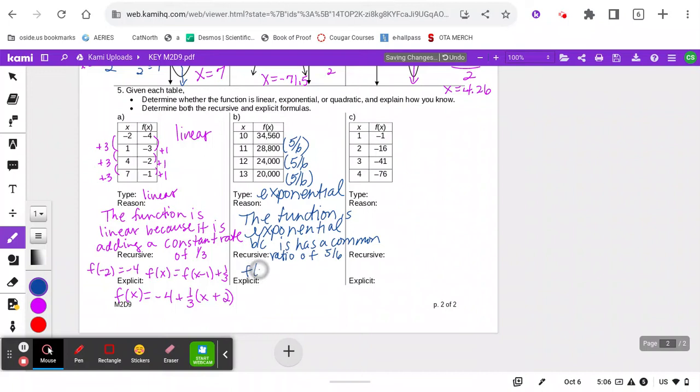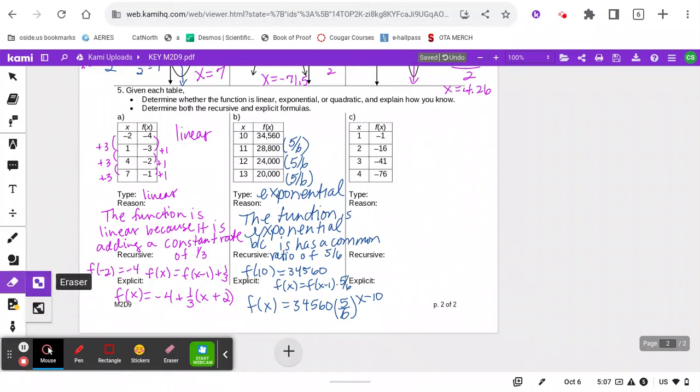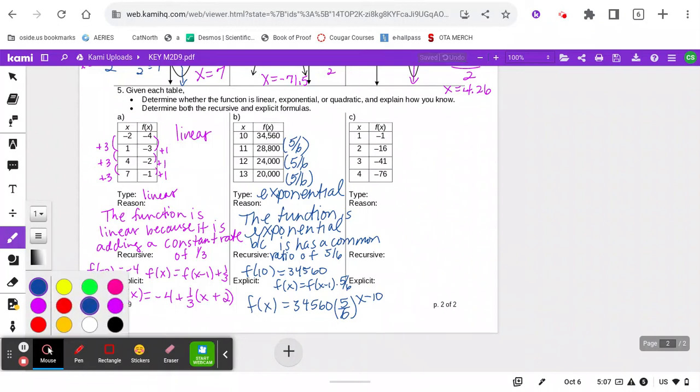Okay, recursive. F of 10 equals 34,560. F of x equals f of x minus 1 times 5/6. Explicit, f of x begins at 34,560 times 5/6 to the, I don't know, we'll talk tomorrow about what you did there. And then x minus 10 is my power. Did you remember to use this number right here? Why is it little x minus 10? Because this is an exponential. It's got repeating power. Okay, last one must be our quadratic then, by process of elimination.